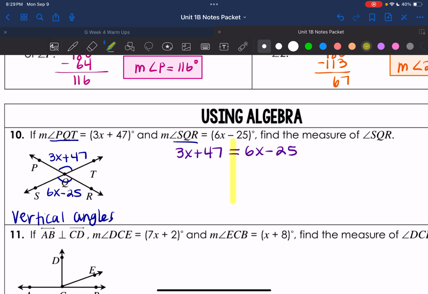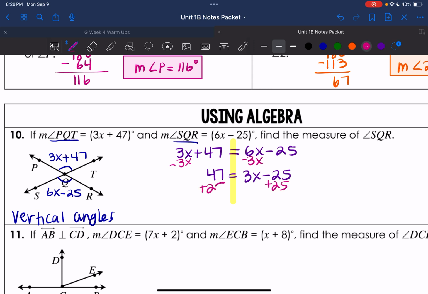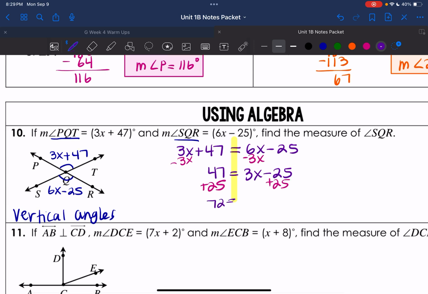And then now we solve. I'm going to start by moving the 3x, and I'm going to do that by subtracting. So now I have 47 equals 3x minus 25. Let's add 25 to both sides. And that gives me 72 equals 3x. And then last step is to divide by 3.